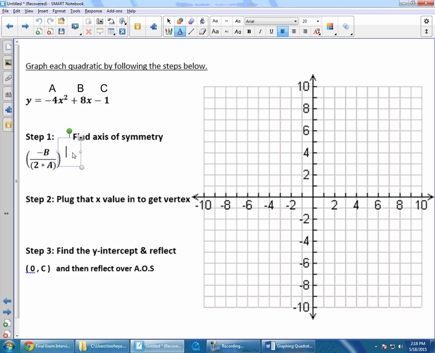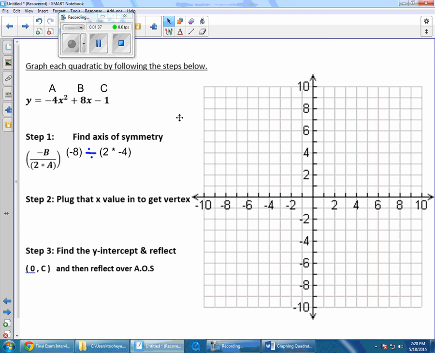So I would type directly in my calculator parentheses. -b really means the opposite of b. So the opposite of b, b is a +8, so -8 divided by, I have to draw my divided by sign, sorry, divided by parentheses 2 times a, which is -4. So I type that in my calculator: -8 divided by 2 times -4.